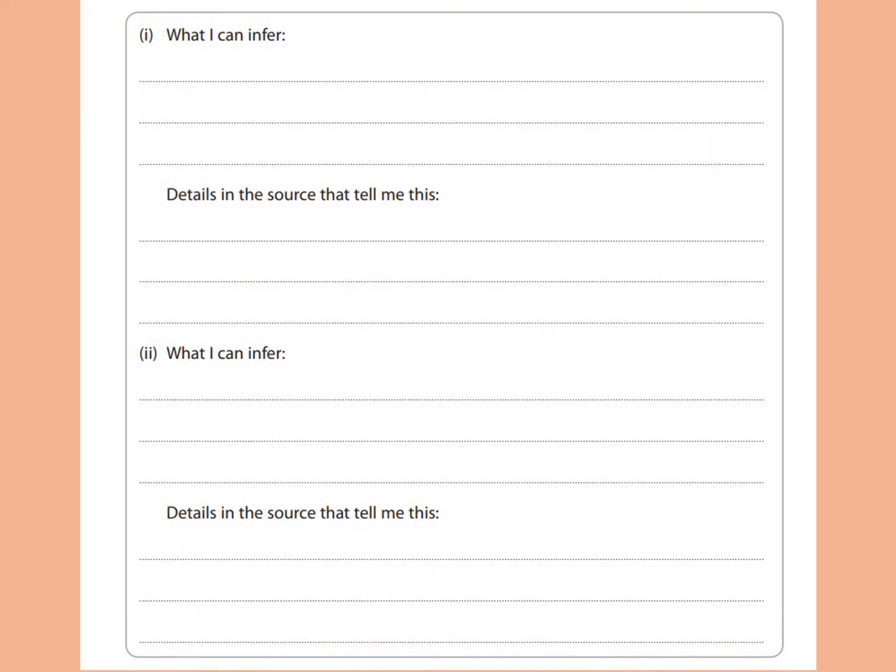When you come to answer this question, you'll see a form like this. This is pretty helpful. Not only does it save you writing things like what I can infer and detail in the source that tells me this, it shows you exactly where to write it, and as long as you filled in every section, you've got a good chance of getting 4 marks as long as it's all valid. If there are any gaps, however, you'll know to go back and fill them. We're going to answer this question now.